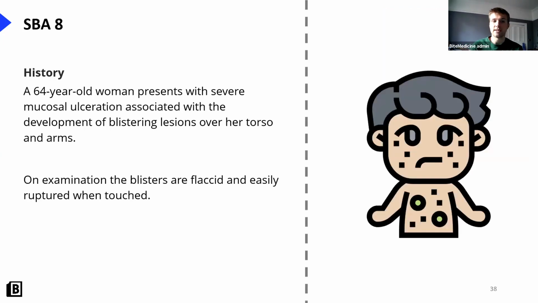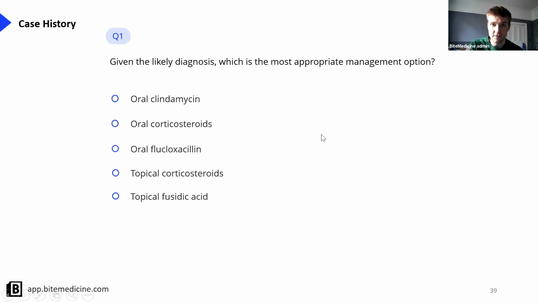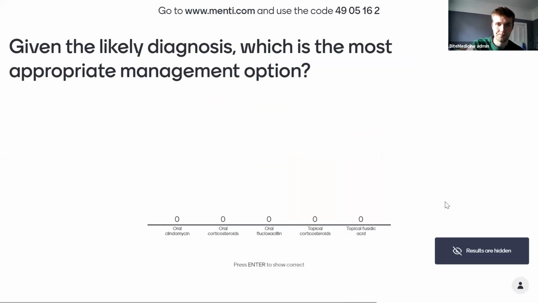SBA 8. A 64-year-old woman presents with severe mucosal ulceration associated with the development of blistering lesions over her torso and arms. On examination, the blisters are flaccid and easily ruptured when touched. Given the likely diagnosis, which is the most appropriate management option? We've got oral clindamycin, oral corticosteroids, oral fluclox, topical corticosteroids, topical fusidic acid. Let's head over to Menti. So, given the likely diagnosis, which is the most appropriate management option? Oral clindamycin, oral steroids, oral fluclox, topical steroids, or topical fusidic acid.